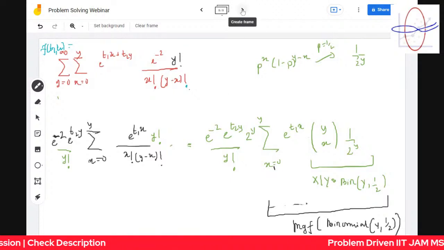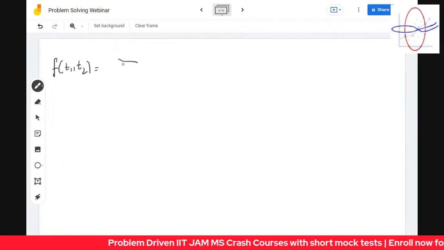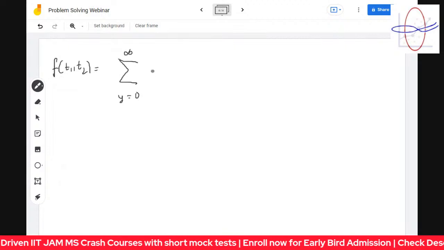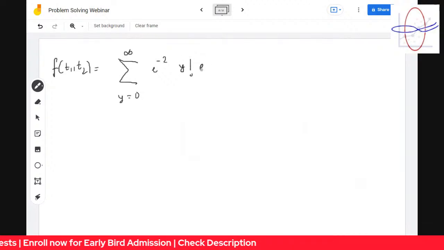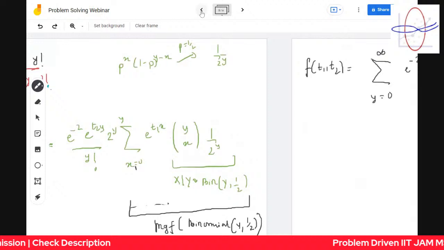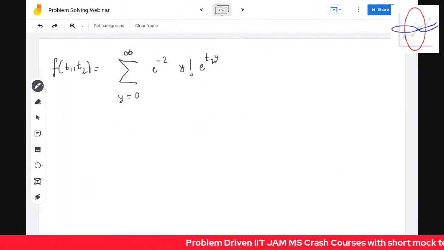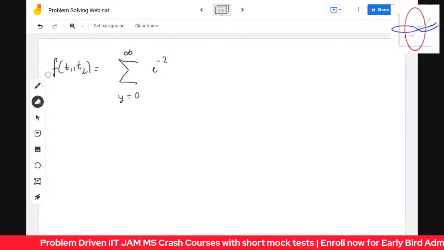So let's write it down first. We have got that f of t1 comma t2 is the summation of y from 0 to infinity, with e to the power minus half, y factorial, e to the power t2y, and below it I think you have other things also. So we are finding out the joint MGF of t1, t2.